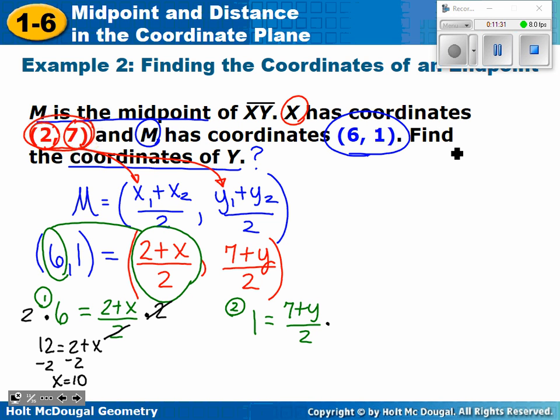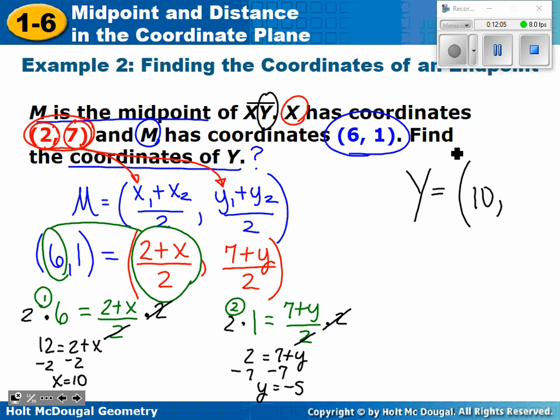So again, multiply both sides by 2. That gets rid of that denominator of 2. And we end with 2 equals 7 plus y. Minus 7. And so what is y? Negative 5. Your answer needs to be written as an ordered pair, so we're trying to find the coordinates of our capital Y, which is different than this lowercase y. Capital Y is the endpoint of this line segment. So our coordinates for capital Y are 10, comma, negative 5. So harder, but not bad, right? Just some simple algebra. Okay.